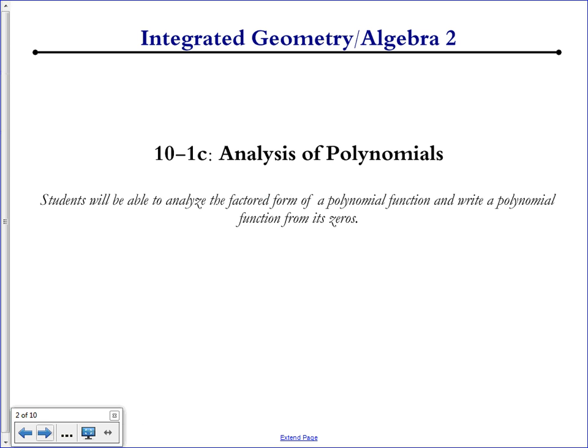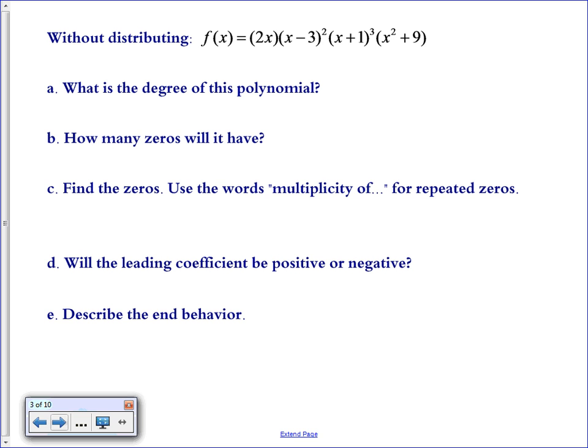This video is about analysis of polynomial functions. So I'm starting out with a really complicated looking function just to prove to you that you can actually tackle an analysis of this function based on what you already know without graphing it on a calculator and without FOILing all of these different pieces together and turning this into some huge complicated function.